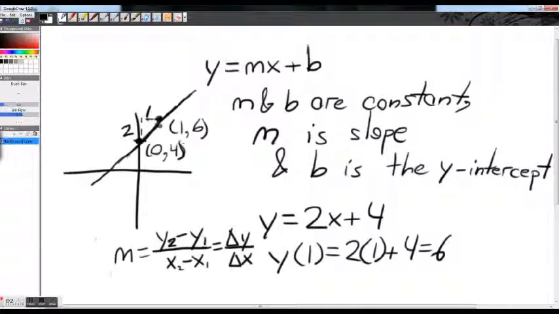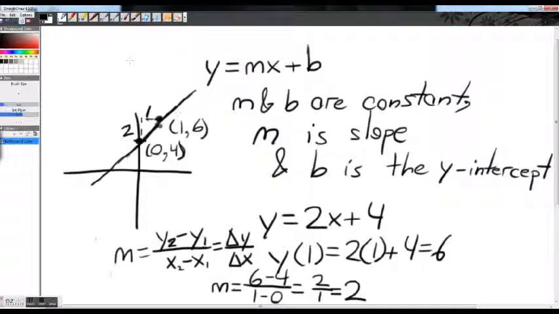So if we put these values in for y2 and y1, x2 and x1 in the equation, we'll see that our slope will end up being 2. So let's try it. y2 is 6, y1 is 4, x2 is 1, x1 is 0. We get 2 over 1, and so the slope is 2. And we'll find that slope if we take any 2 points on this line.